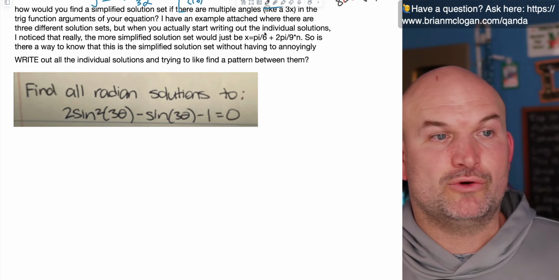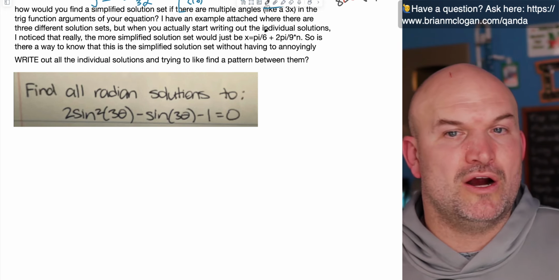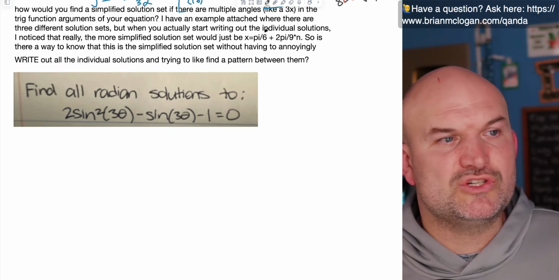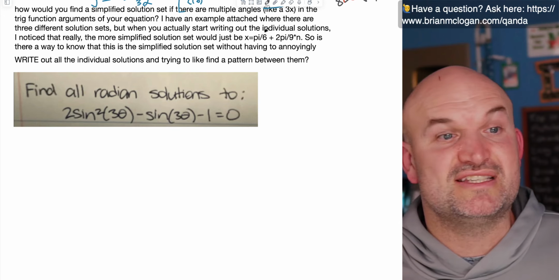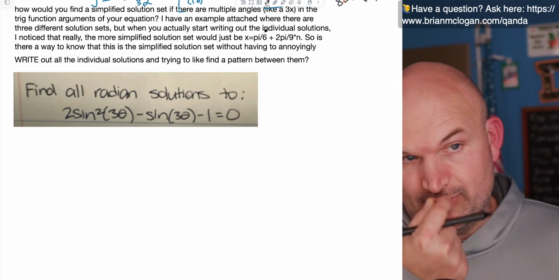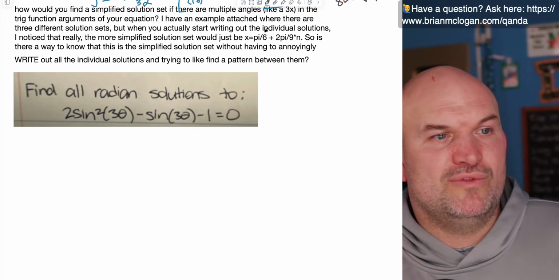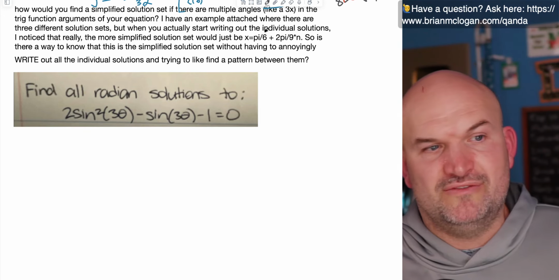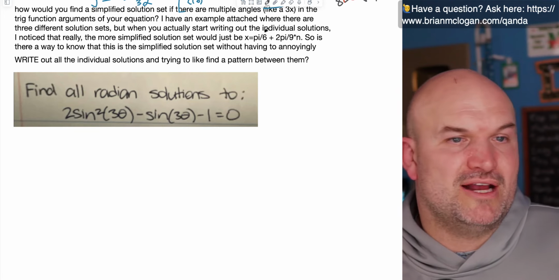How would you find a simplified solution if there are multiple angles like 3x in the trig function arguments of your equation? I have an example attached where there are 3 different solution sets, but when you actually start writing out individual solutions, I noticed that really the more simplified solution set would be x equals pi over 6 plus 2 pi n. So is there a way to know that this is a simplified solution set without having to annoyingly write out all the individual solutions and trying to find a pattern between them?